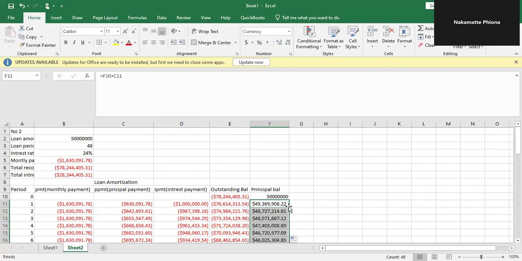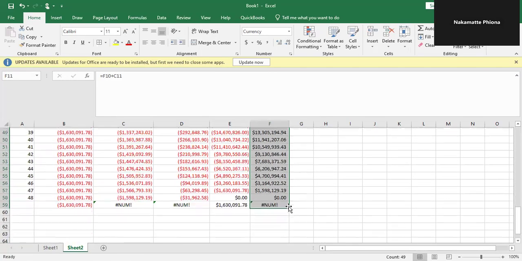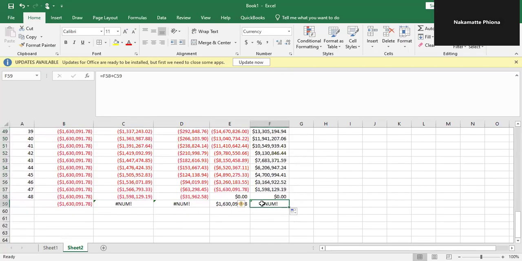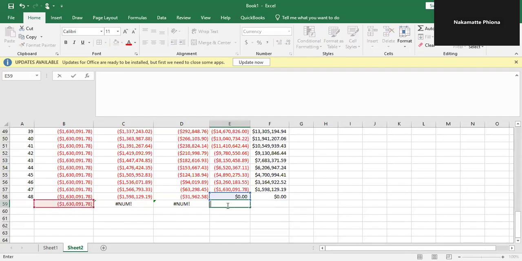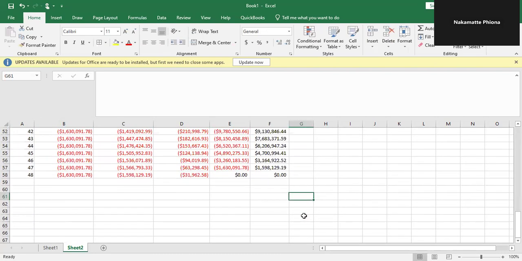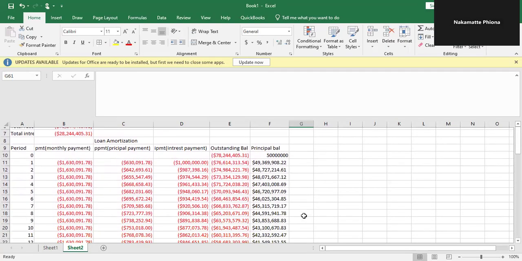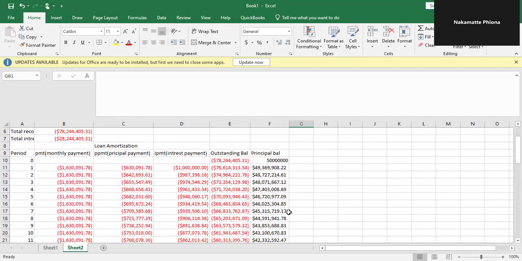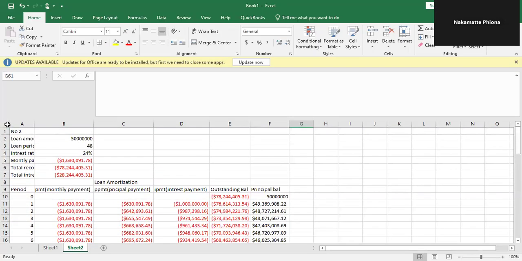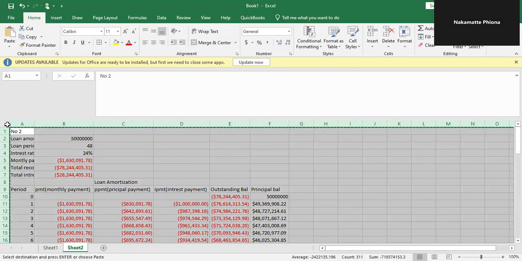Then you scroll and see. My outstanding and principal is in negative, it is in 0. So let me change the sign. If you copy and paste, let me copy and paste.